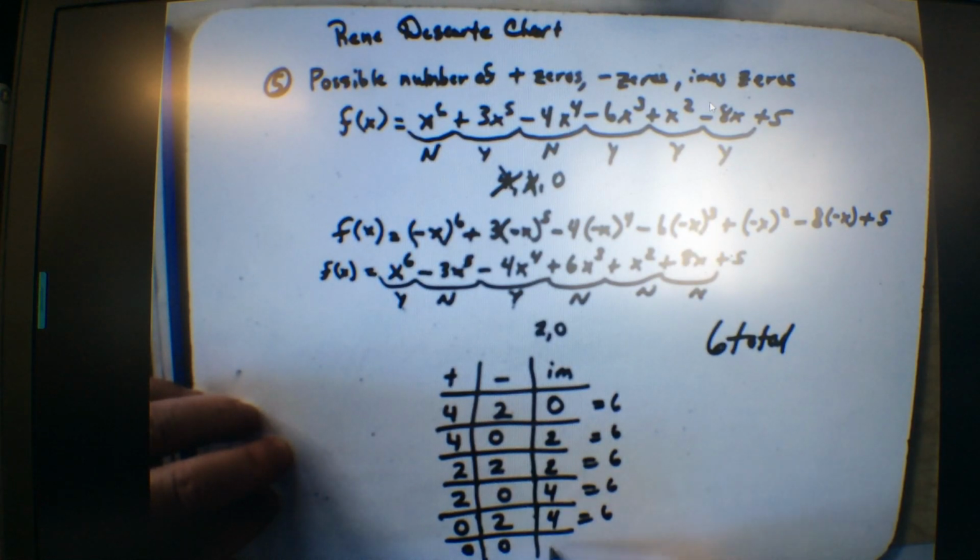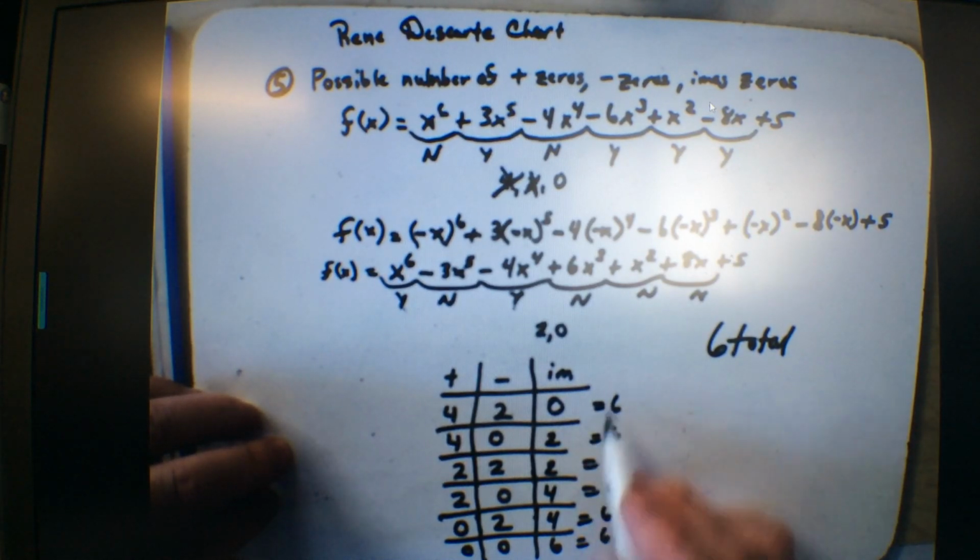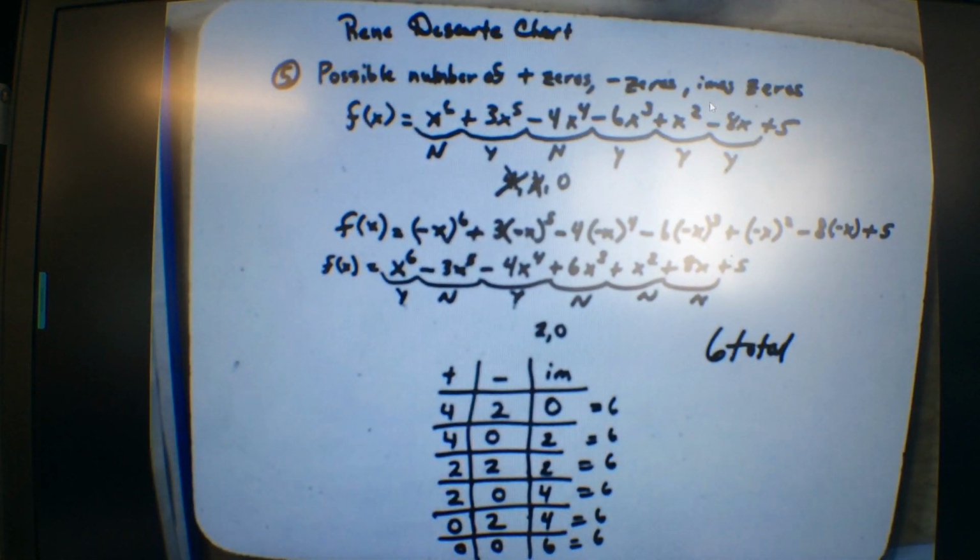No positive, no negative. How many imaginary? 6. You don't have to put this right here. I'm just showing you that it equals 6. All of them add up to 6. This is called the Rene Descartes chart, showing the possible numbers of positive to negative to imaginary. You want to see another one, or you got it? Got it. You got it? Okay.